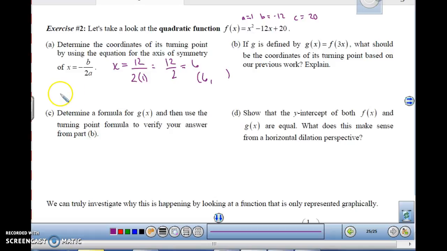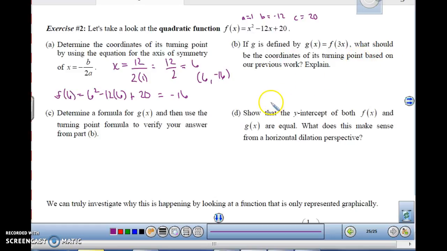And then to find the y coordinate, f of 6 is equal to 6 squared minus 12 times 6 plus 20, which is 36 minus 72 plus 20, which is negative 16. So the vertex is going to be at (6, negative 16) for this quadratic function. So now, if g is defined by g of x equals f of 3x, what should be the coordinates of its turning point based on our previous work?